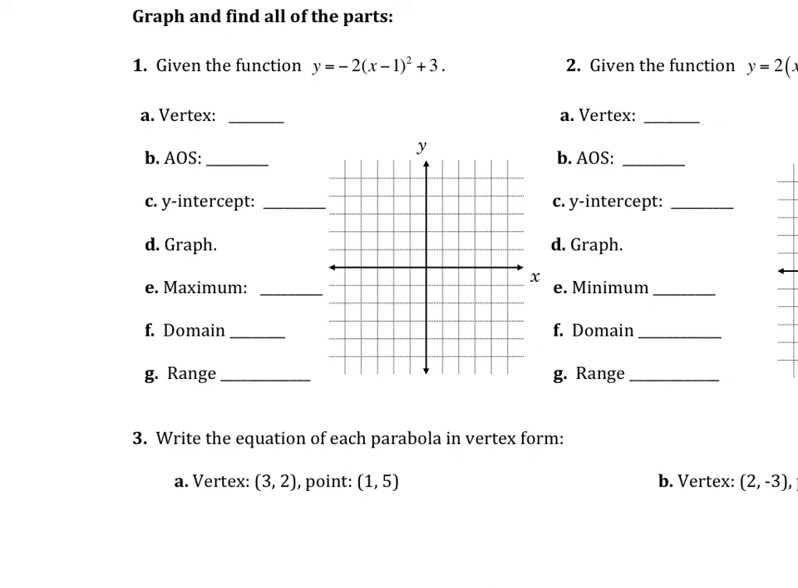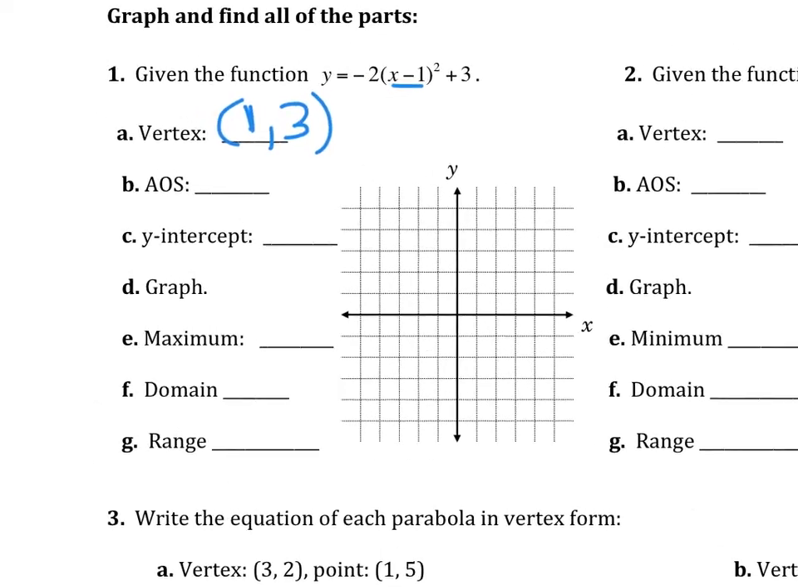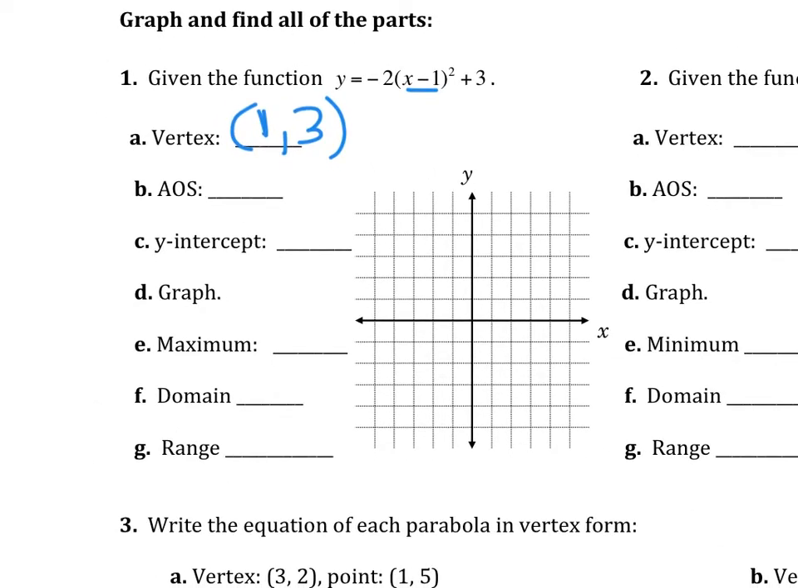So let's first talk about the vertex of this parabola. We're looking at y equals -2 times (x minus 1) squared plus 3. So our vertex is going to be the opposite of whatever's inside, as that would be a shift of 1 to the right, and then a shift of 3 up. So that's our vertex. And we can go to the graph and plot that right away. So 1, 1, 2, 3. It's right here.